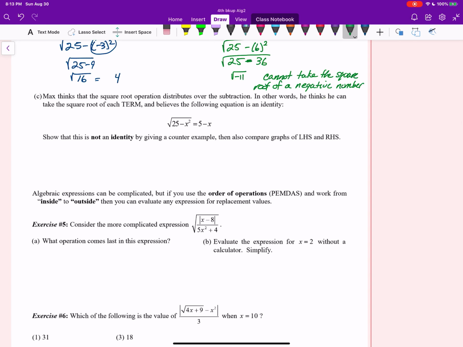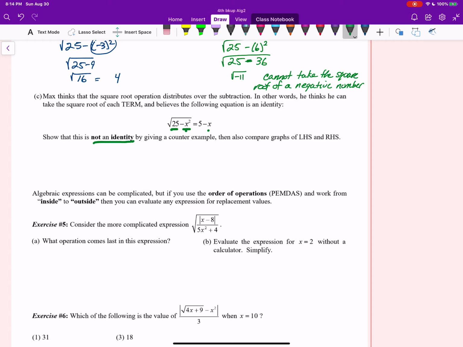For C, Max thinks the square root operation distributes over subtraction. In other words, he thinks he can take the square root of each term and believes the following equation is an identity. So he's actually thinking that the square root of 25 minus x squared, he can take the square root of 25 is 5 and the square root of x squared is x and say that it's equivalent to 5 minus x. We want to show it is not an identity by giving a counter example.